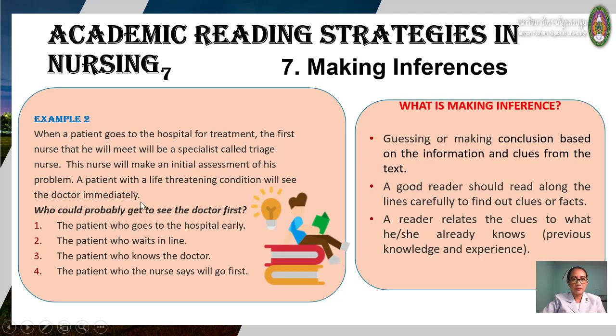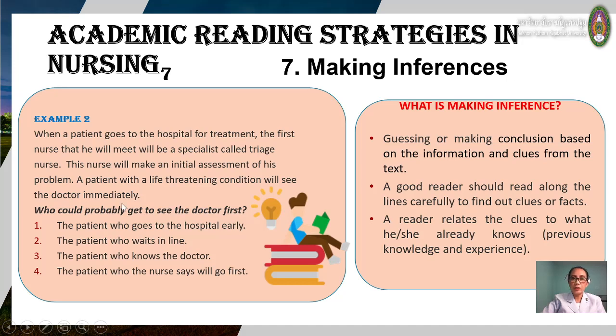Now, let's find out. What could be your answer for this question? Who could probably get to see the doctor first? Choice 1, the patient who goes to the hospital early. The patient who is in line. The patient who knows the doctor. And the fourth choice, the patient who the nurse says.